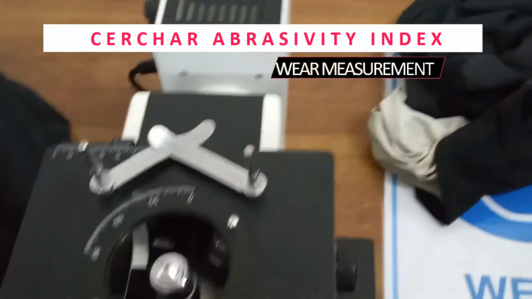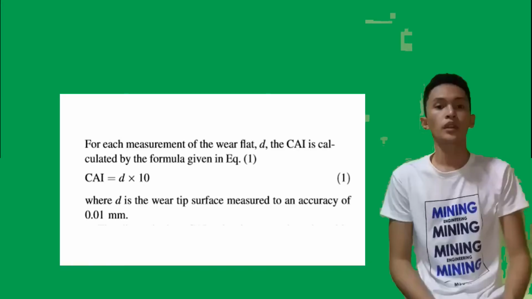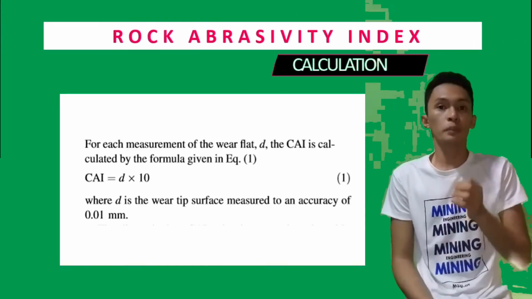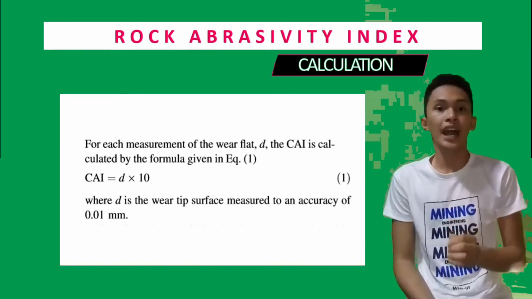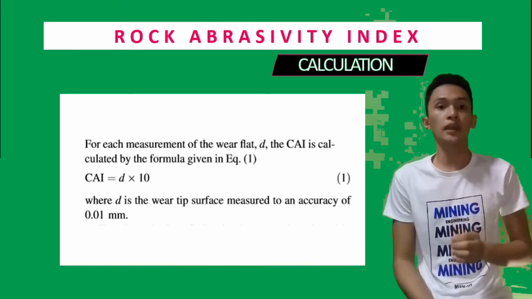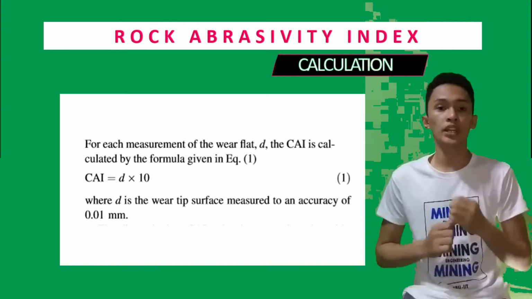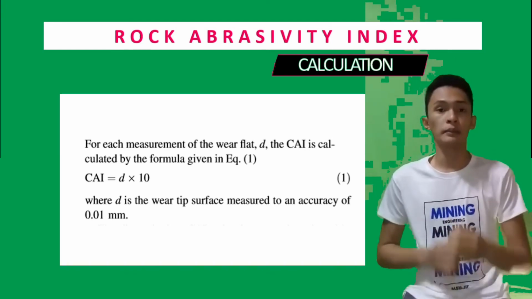When using the side view method, it is suggested the stylus should be placed in a V-notch holder or jig, and 4 measurements shall be made, each at 90 degrees rotation. The measurements should be taken parallel and perpendicular to the direction of scratching. For the calculation, for each measurement of the wear flat, the CAI is calculated by the formula CAI = d × 10, where d is the wear tip surface measured to an accuracy of 0.01 mm.